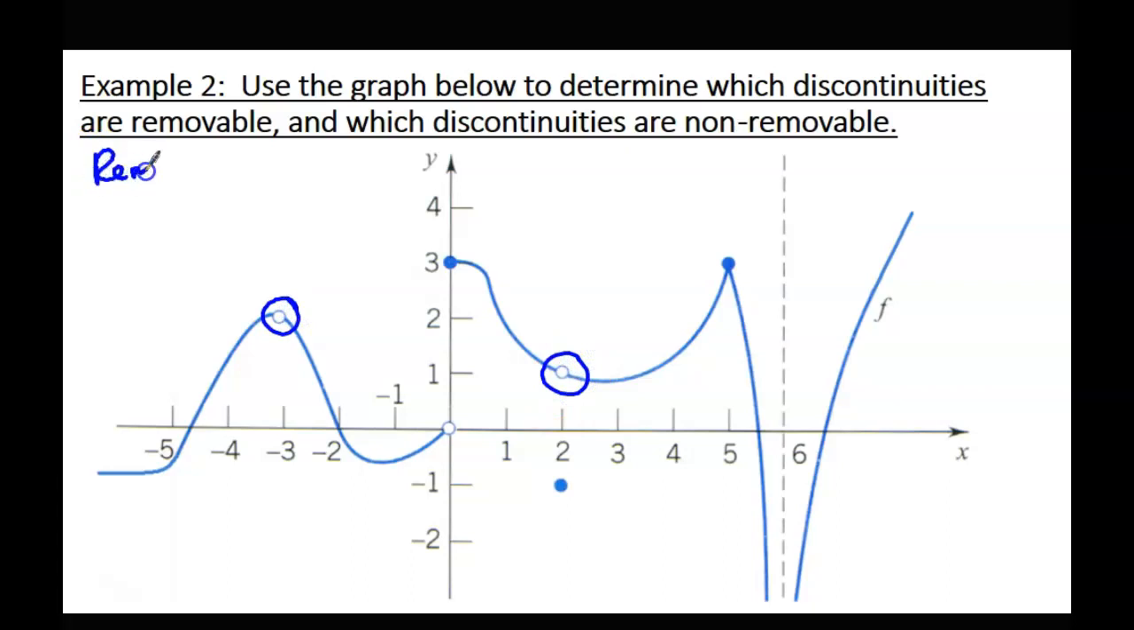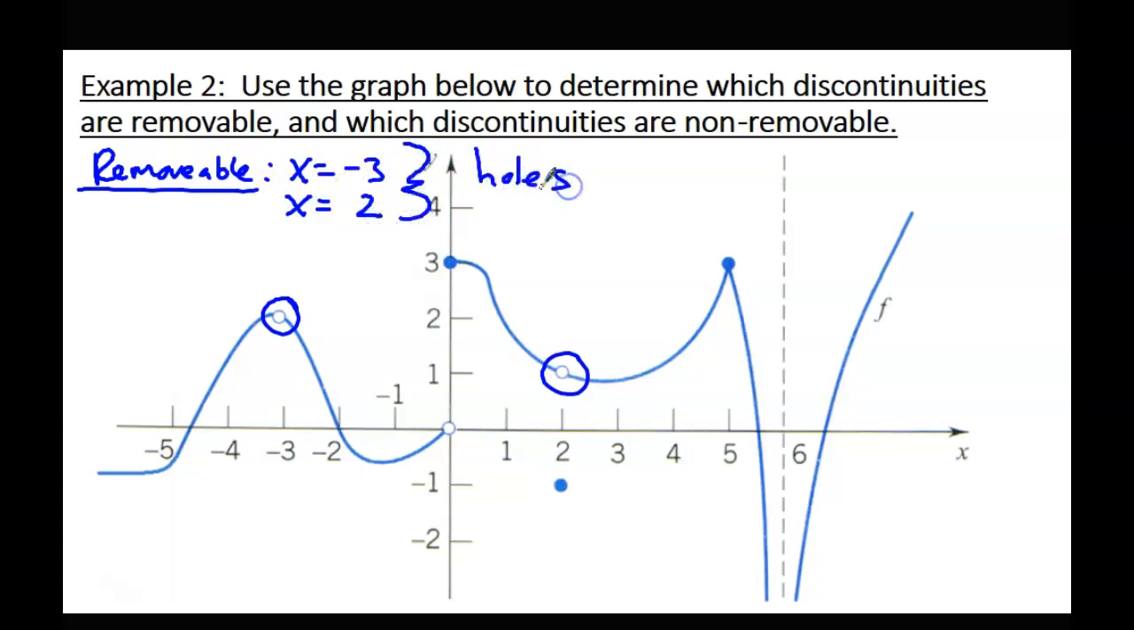So let's write that. Removable discontinuities are at x equals -3 and x equals 2 because they are holes, right? Non-removable. Yeah, good. So non-removables are anywhere where the line's broken, but it's not a hole. So x equals 0 is one, right? And x equals 6. That's a jump. Jump discontinuities are non-removable. Where else?